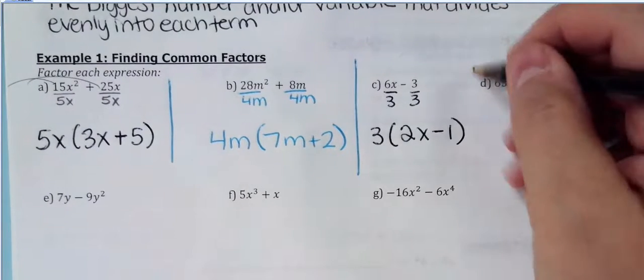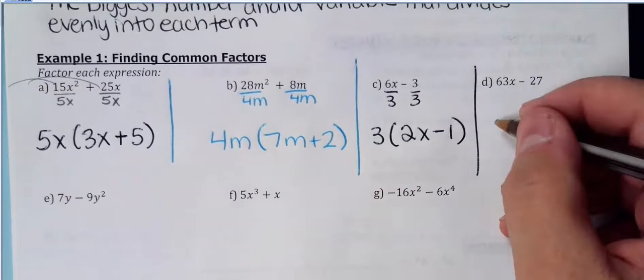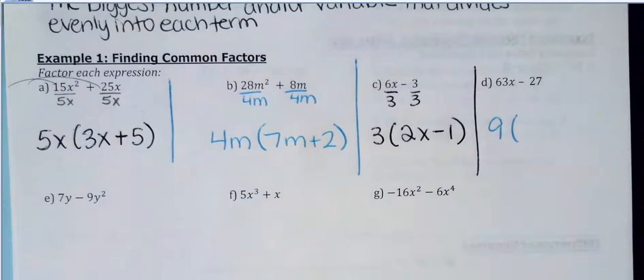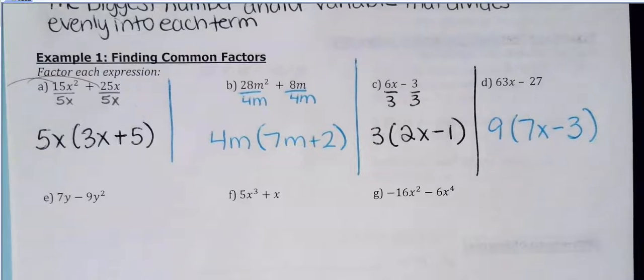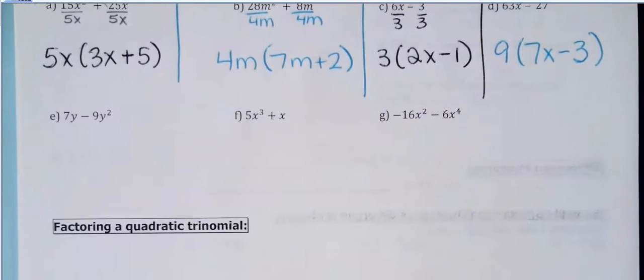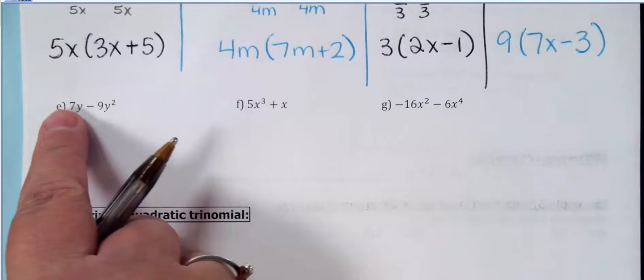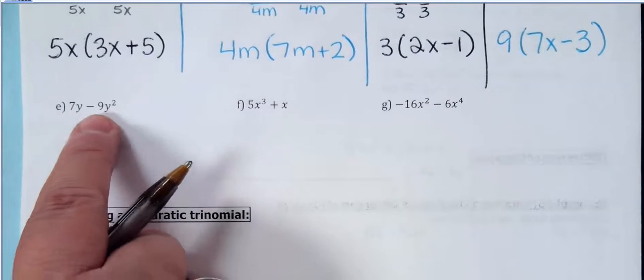Okay, what about 63x minus 27? 9. What would be left? 7x. Perfect, 7x minus 3. Is anybody having a question? Okay, before we do the next problem, I'm just going to give you a recommendation. So this one is not written in what we would call standard form. So it says 7y minus 9y squared.